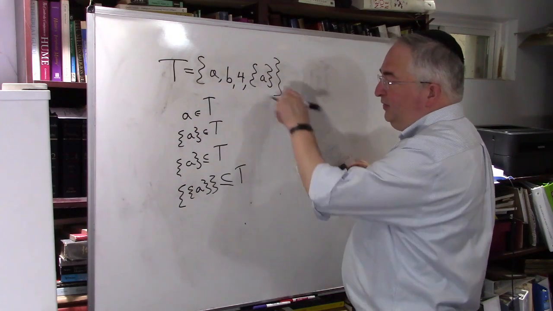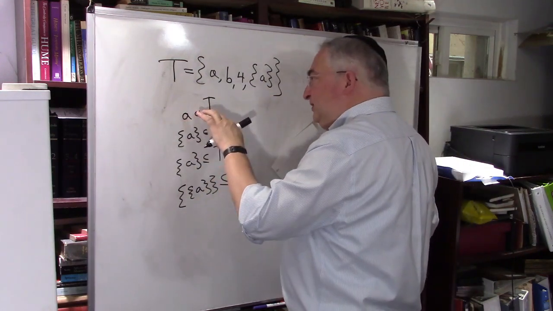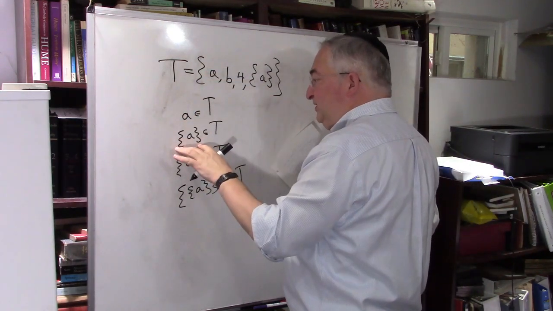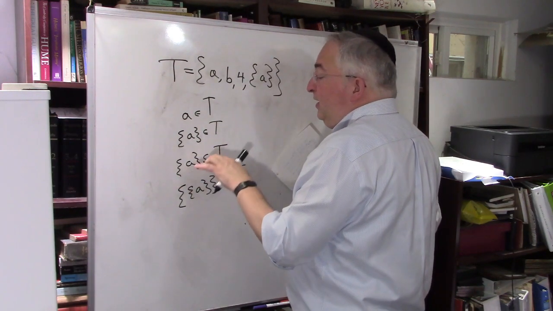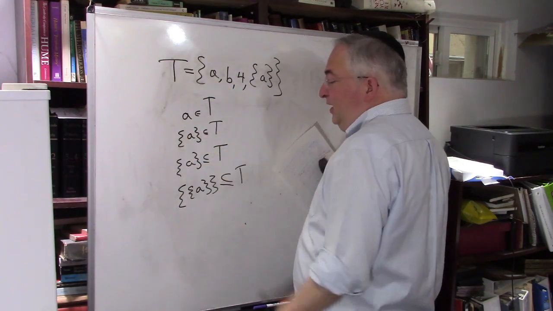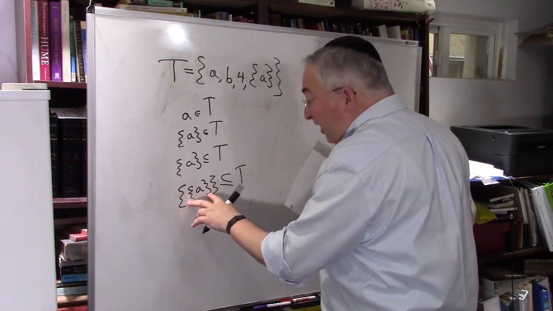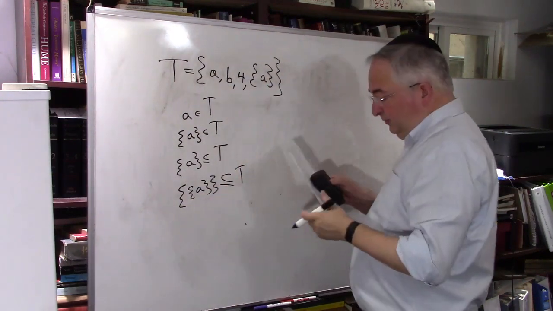Okay? So we're just following the rules. The element A is in T, that's there. The set containing A is in T, that's there. The set containing A, because this A is here also, it's in there. And because this set containing A is also in here, so this is true too.